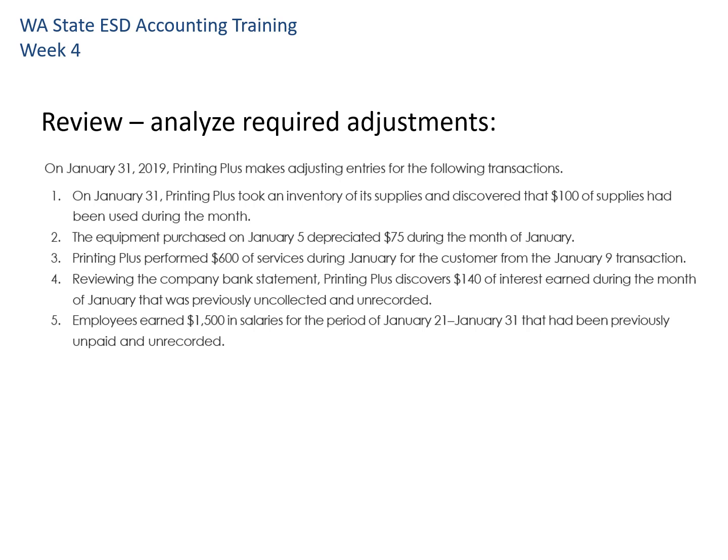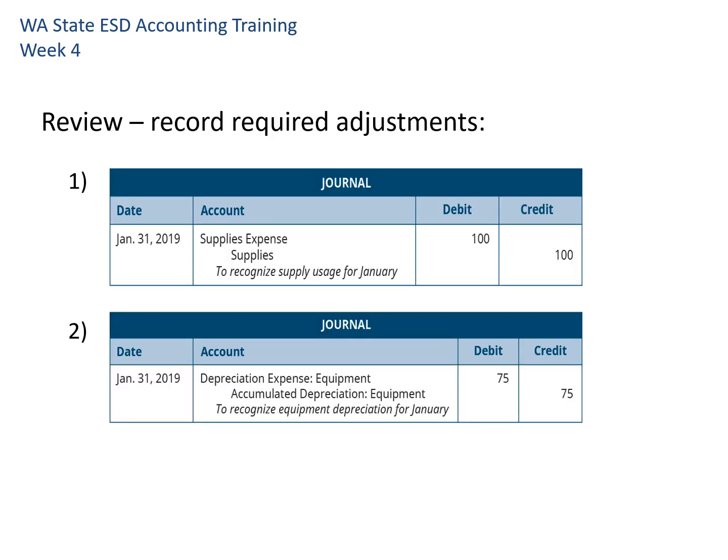And then employees earned $1,500 in salaries for the period that had previously been unpaid and unrecorded. So that's another accrual, another item that we need to add to our books in order for them to be accurate. We need to recognize that we've incurred an expense, people have done work for us, and we owe them money for that. So those entries will look as follows.